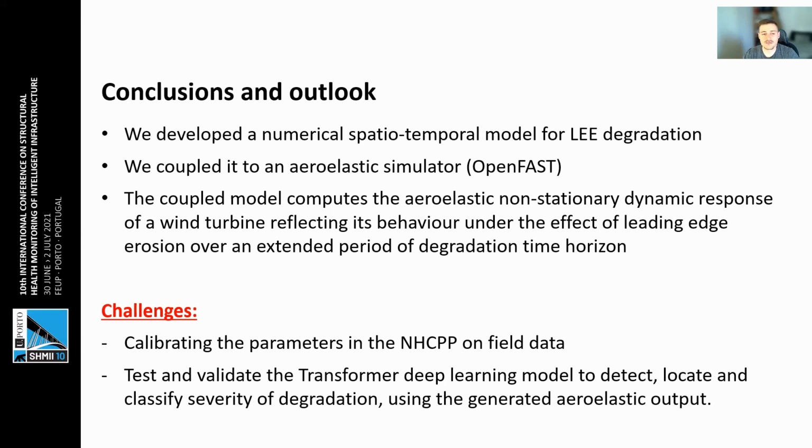It is, however, an ongoing challenge to calibrate the parameters of the non-homogeneous compound Poisson process with field data. But with a properly calibrated simulation, we can then test and validate a transformer network to detect, locate, and classify the extent of a degraded leading edge.